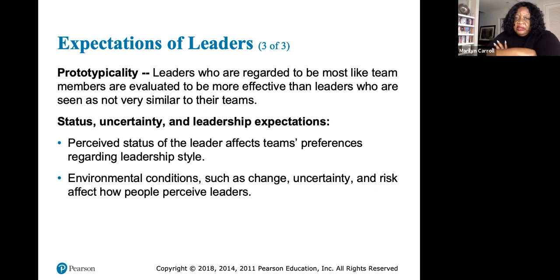Prototypically, leaders who are regarded as the most like team members are evaluated as more effective than leaders who are seen as not very similar to their teams. So prototypically, I mean, are you like me, or what's going on? You may not be like me, so I have a challenge with that. Therefore, I'm not going to elect you as a leader. I need somebody like me that understands me and my needs, because I'm just perceiving this from my thought process. Those like me understand me. Those going through the same challenges I experience are like me.